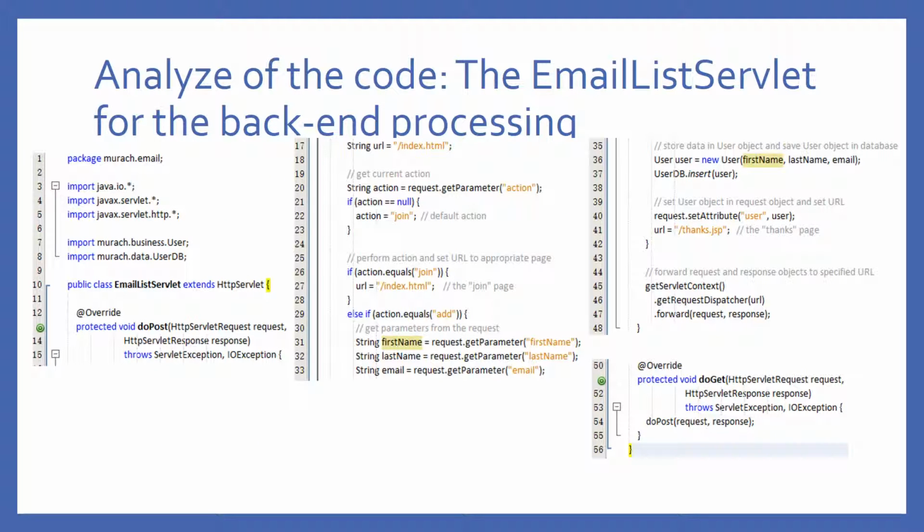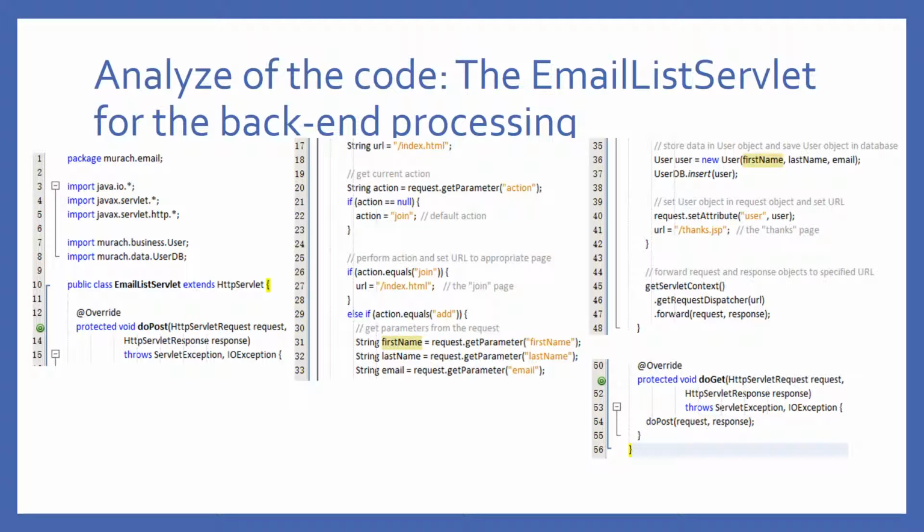This servlet begins by overriding the doPost method. This method is executed when its URL receives an HTTP request that uses the post method. The doPost method accepts both a request and a response object from the web server. The first statement defines a string for a URL. Then, the second statement uses the getParameter method of the request object to get the parameter named action from the HTTP request. After this, the code checks whether the action is null. If so, this code sets the URL string to a value of join.